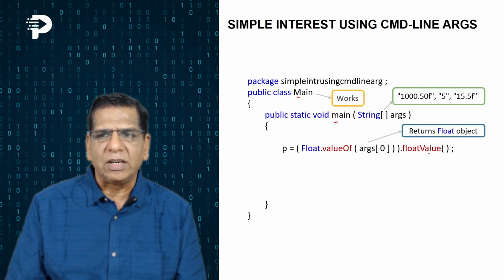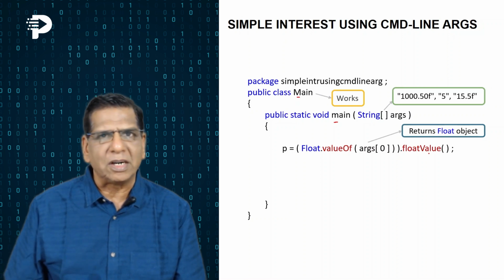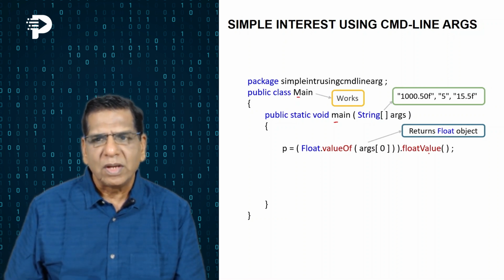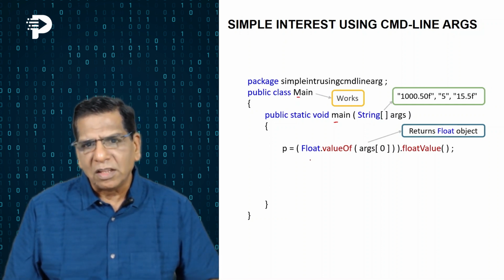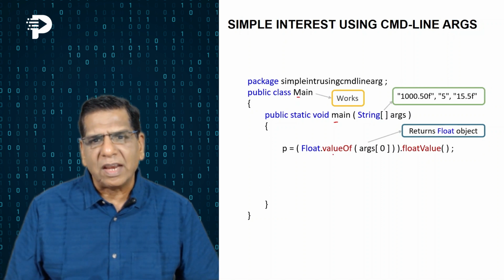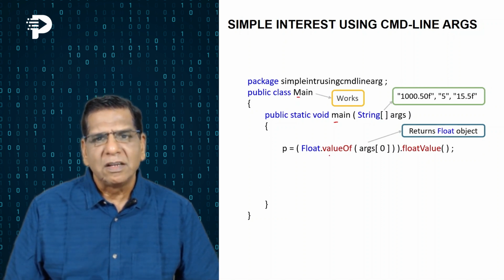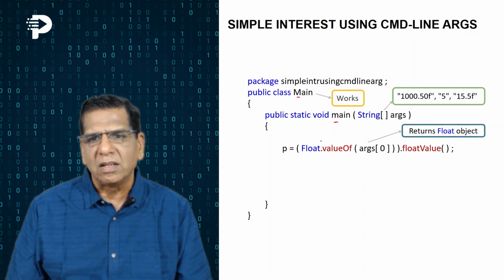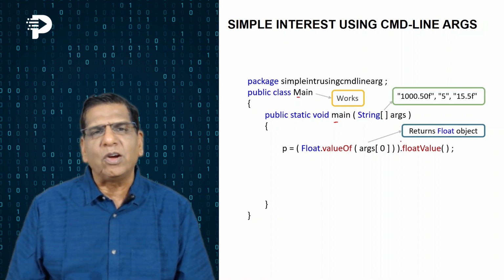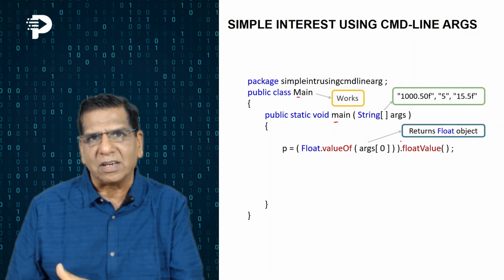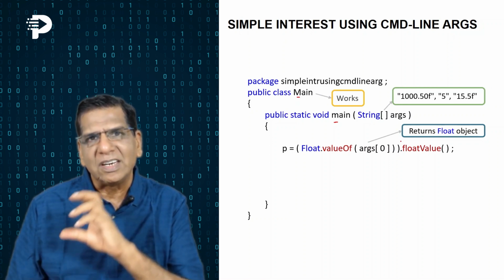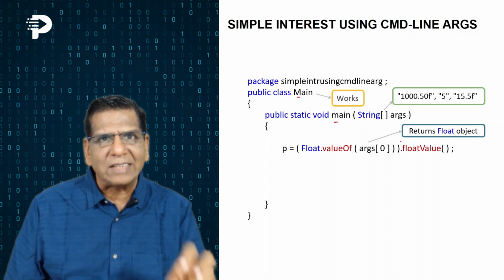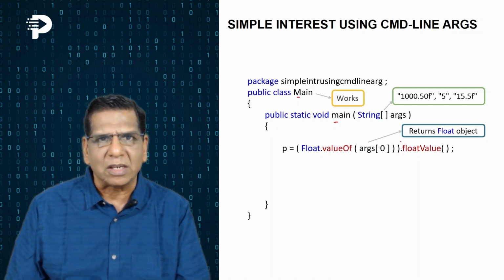Fine. valueOf returns a Float object. Within that Float object, there is a method, there is a function called floatValue, and that is the one that I am calling. What I want you to observe here is that Float is a class. So this is class.method, that's the syntax. Whenever it's class.method, it's always the static method that is being called. Whereas valueOf will return a Float object. On that Float object, when I call floatValue, it's object.method. When I say object.method, it's the instance method. When I say class.method, it means it's a static method.